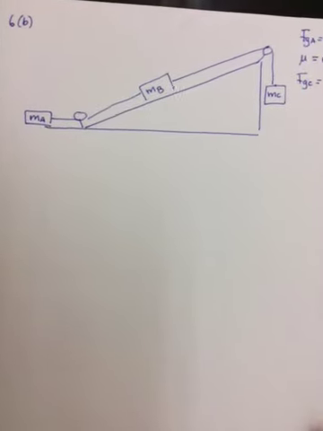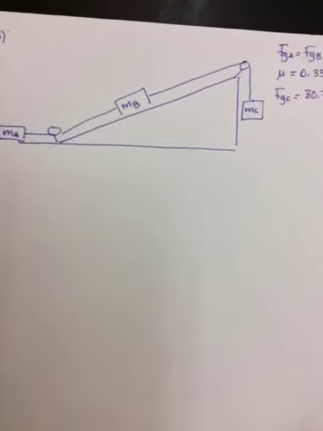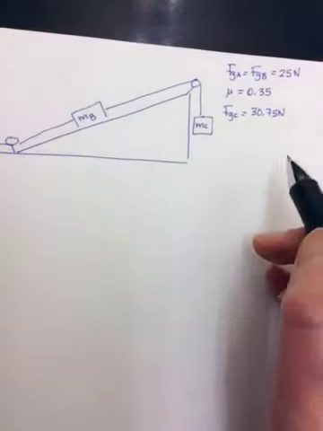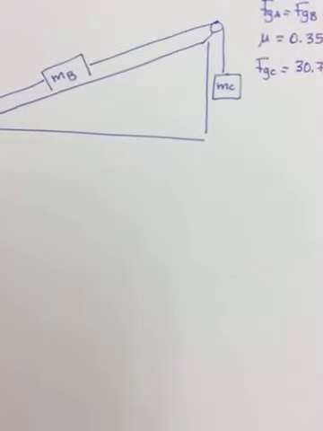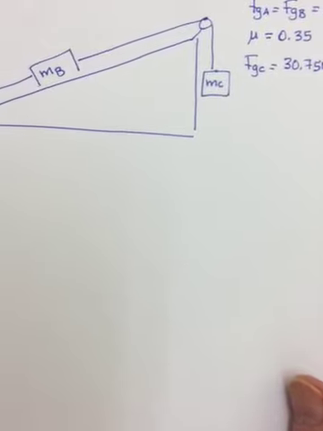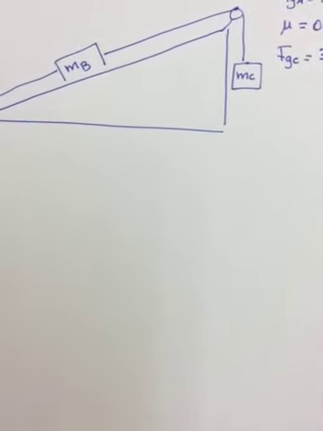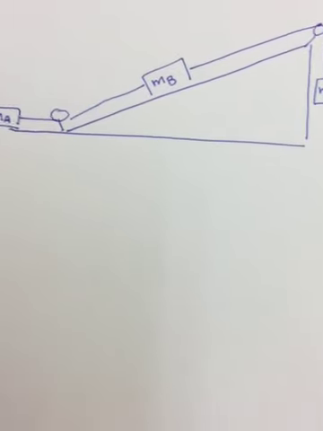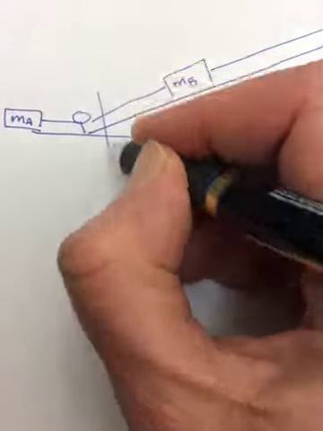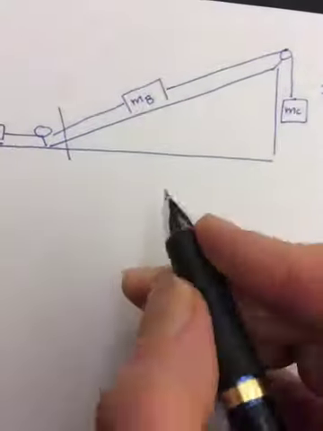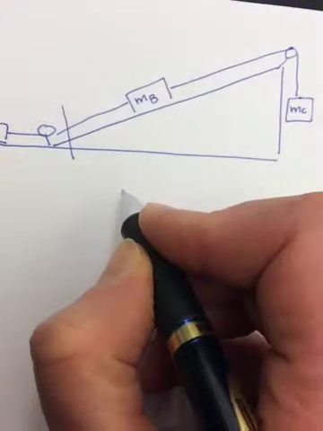Okay, so 6B from the sheet. We did 6A in class. We got our FGC to be 30.75, and then B says, if the rope connecting A and B were cut, what would be the acceleration of C? So if you're cutting this rope, now it's just A and B, B and C on the incline.